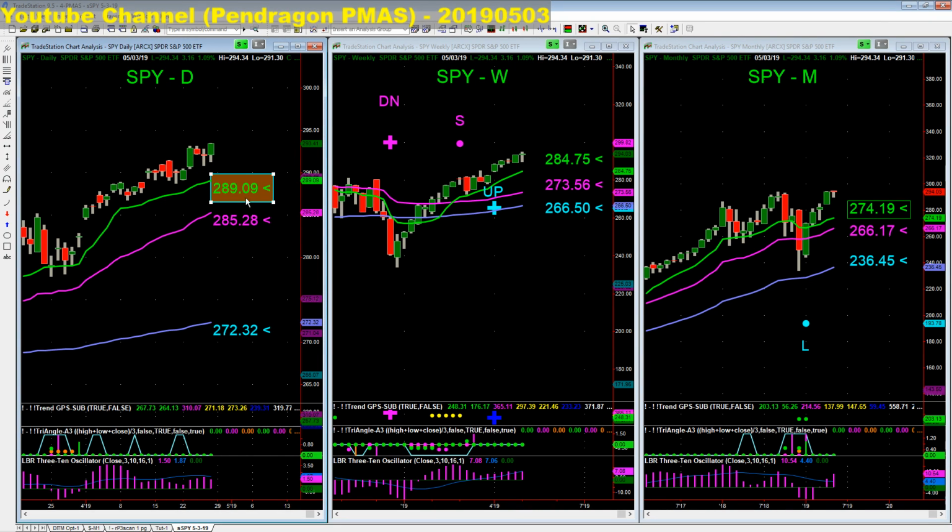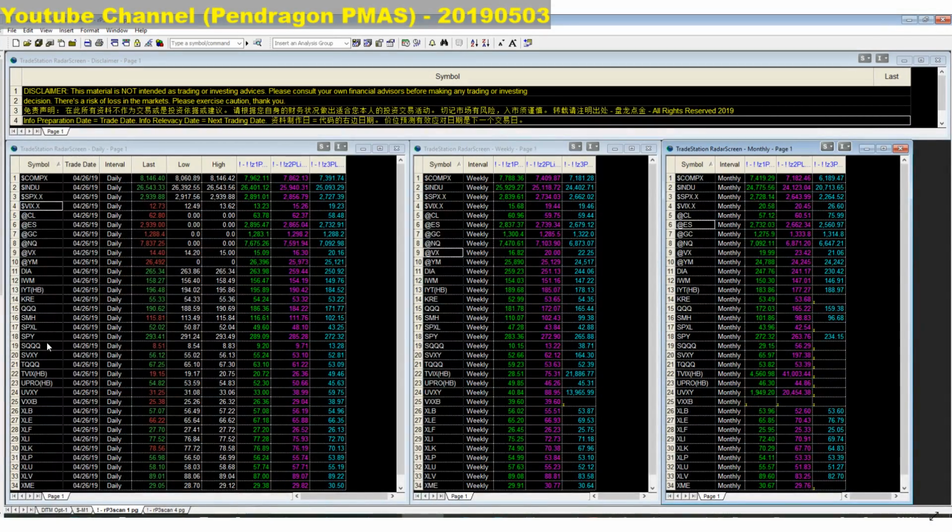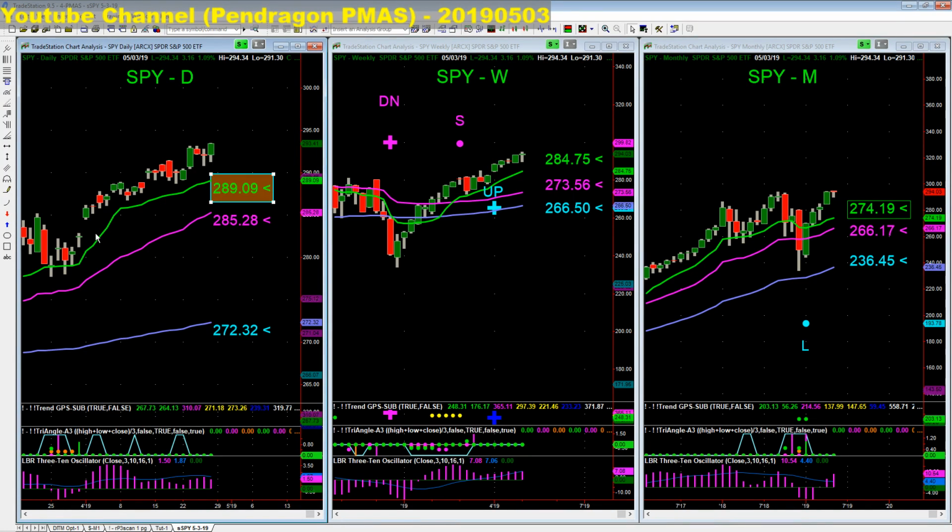That's on April 26. So if we go back to the chart, the numbers should match now. SPY number 18, 289.09. Voila. Okay, now the pink number here is 285.28. So let's go back to the chart. 285.28. Lo and behold, it works.